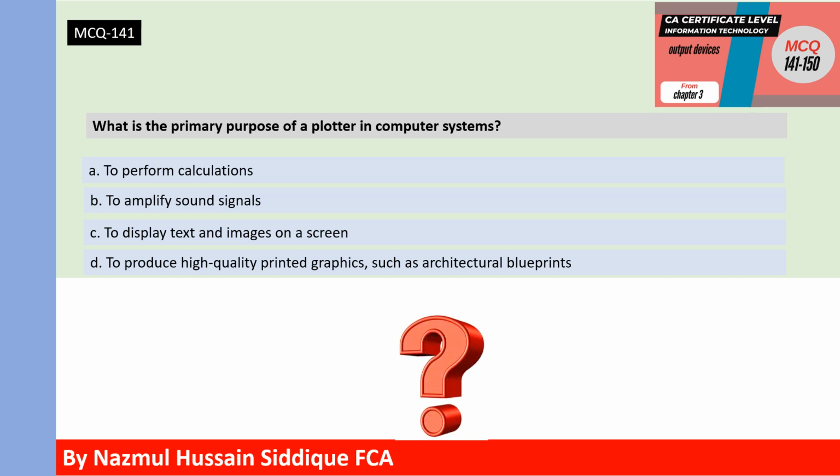We have to find out the primary purpose of a plotter in a computer system. The options: A, to perform calculations. B, to amplify sound signals. C, to display text and images on a screen. D, to produce high quality printed graphics such as architectural blueprints. The correct answer is option D. The primary purpose of a plotter in computer systems is to produce high quality printed graphics such as architectural blueprints.